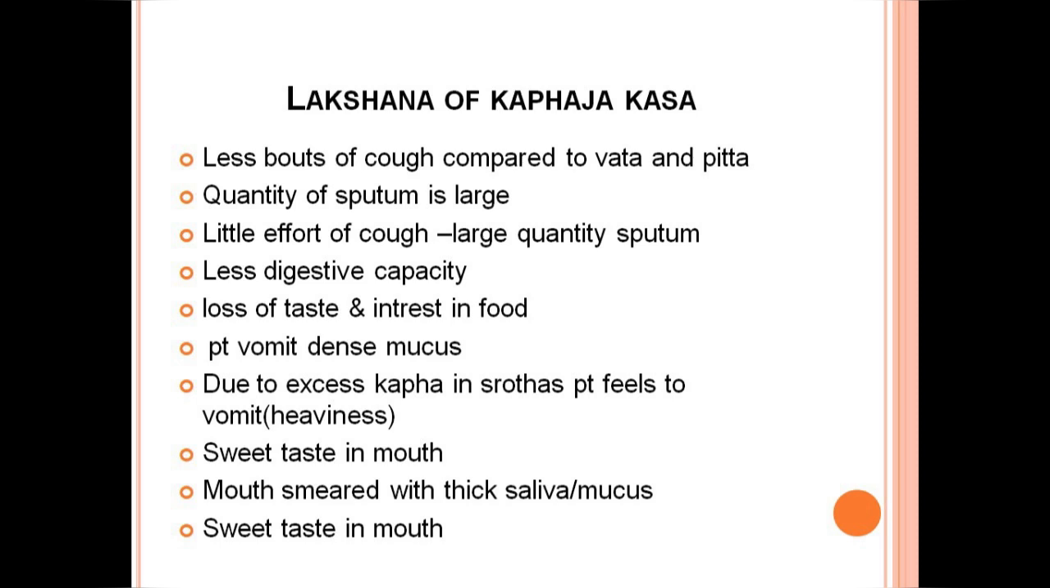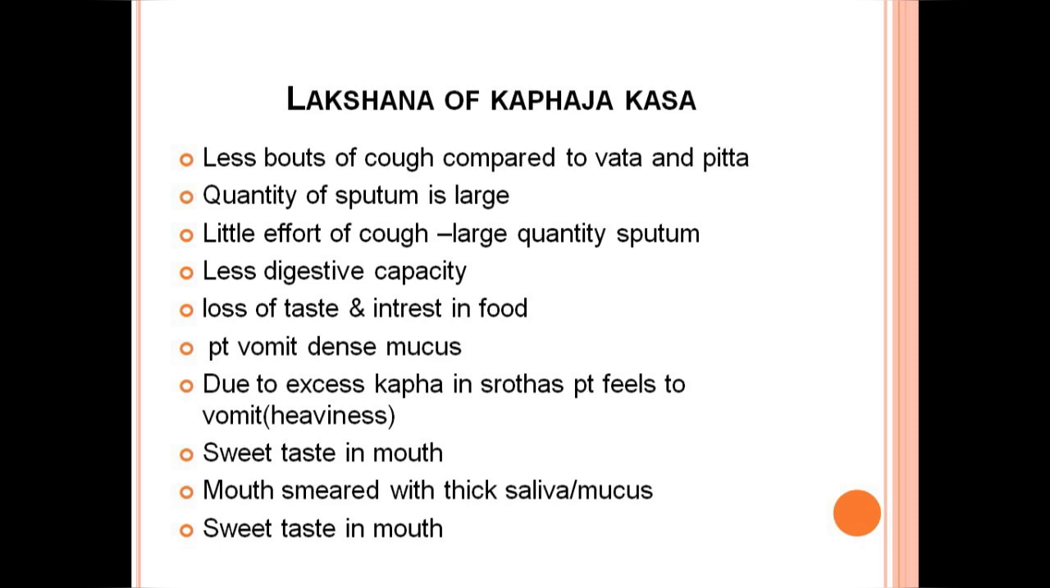Now the Lakshanas of Kaphaja Kasa: fewer bouts of cough compared to Vataja and Pittaja. I told you already, in Vataja we cough a lot. There is a lot of coughing happening there, and in Pittaja there is a medium level of coughing, and in Kaphaja there is only less cough compared to the rest. But there would be less cough or fewer bouts, and a large amount of sputum. And then the third point: little effort of cough, large quantity of sputum.